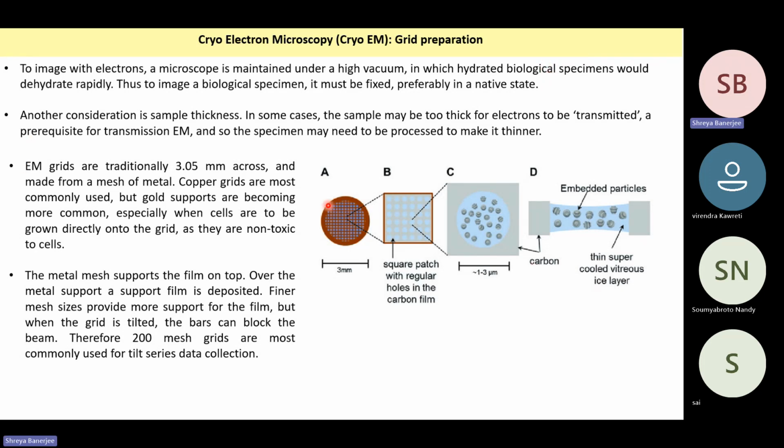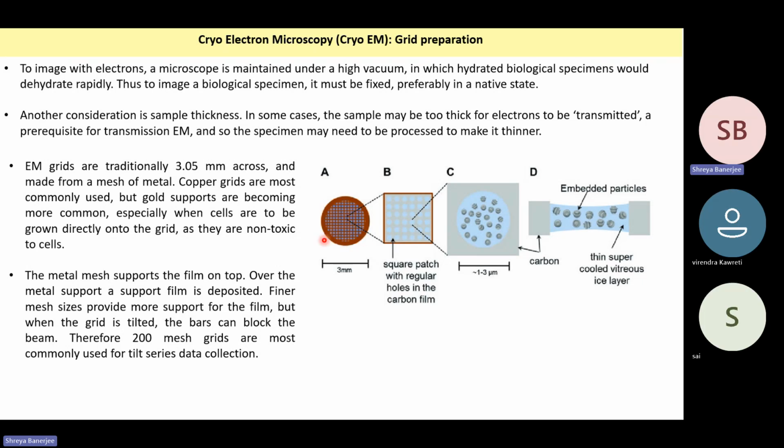Now the sample is mounted on a grid. Electron microscopy grids are traditionally 3.05 millimeter across and made from a mesh of metal. Copper grids are most commonly used, but gold supports are becoming more common, especially when cells are to be grown directly on the grid because gold is non-toxic to cells. This metal mesh supports the sample film on top. So over the metal support, a support film is deposited.